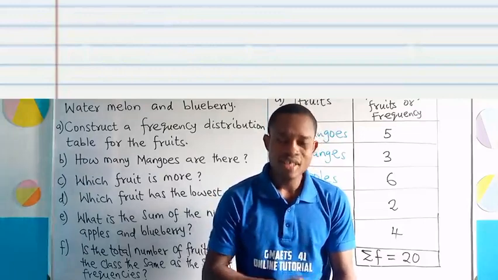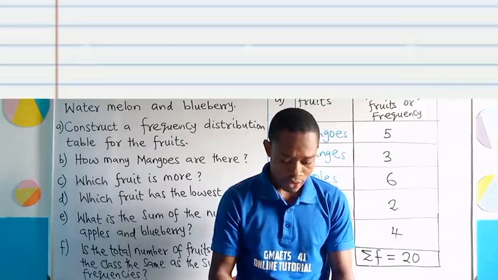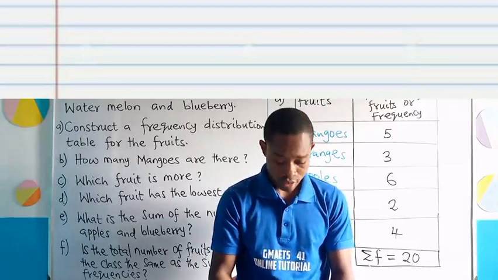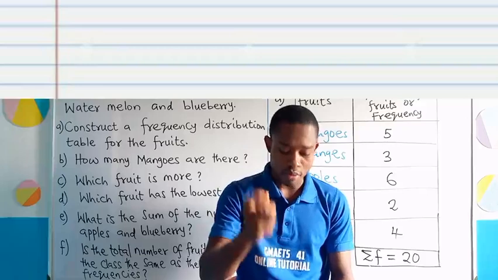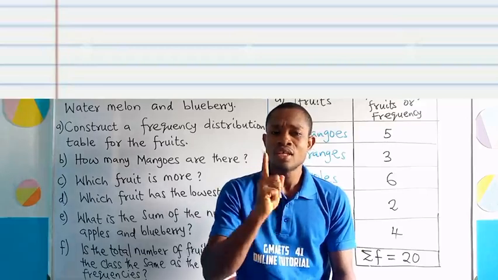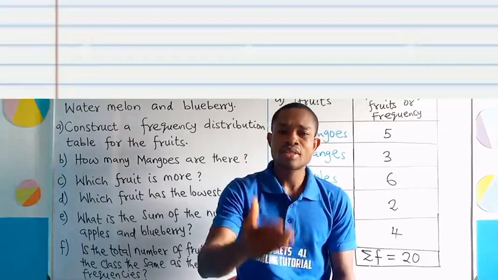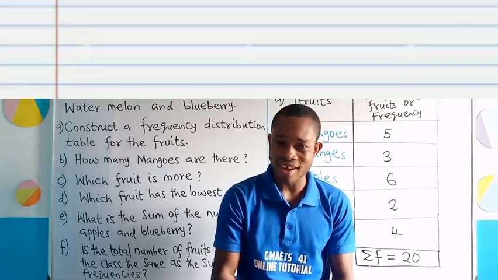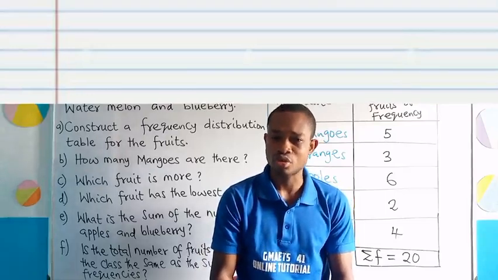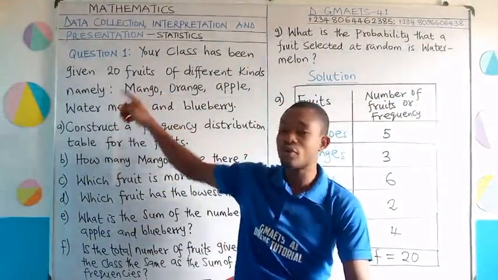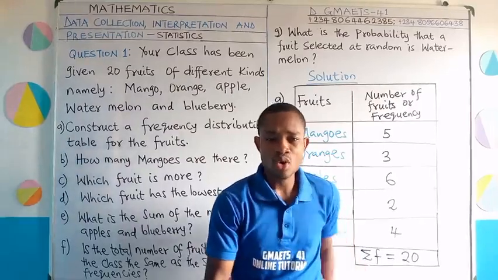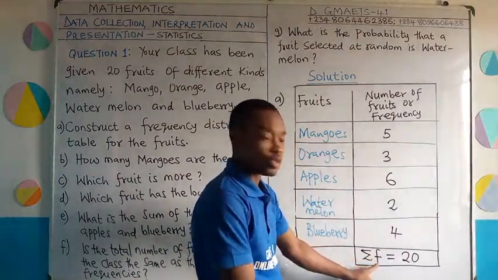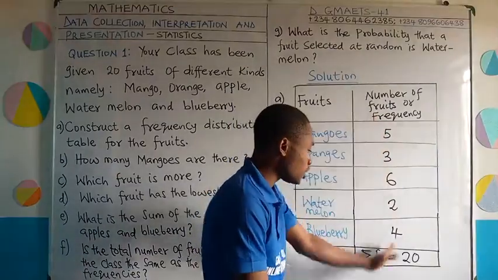The next one is whether the total number of fruits given to the class is the same as the sum of the frequencies. The total number of fruits that Mr. So-and-so claimed are in the fruit bag that I brought to the class. Is it actually true? Is it true that there are 20 fruits in that fruit bag? Let's go back to our frequency table and find out.